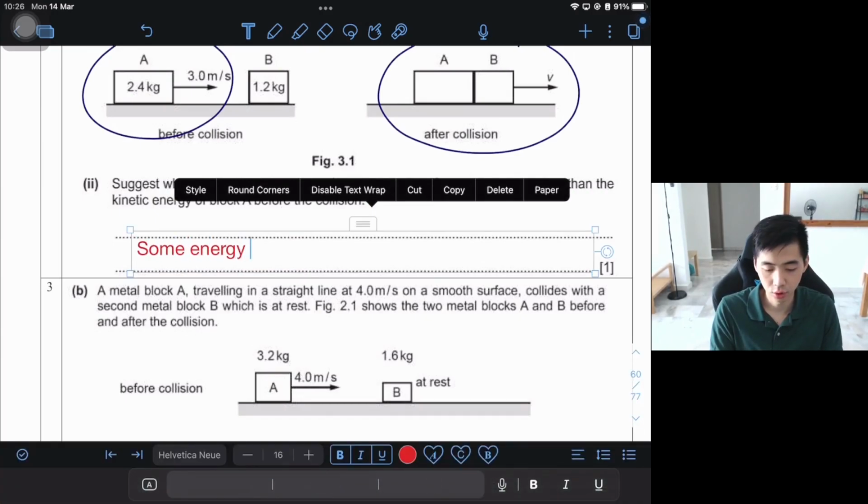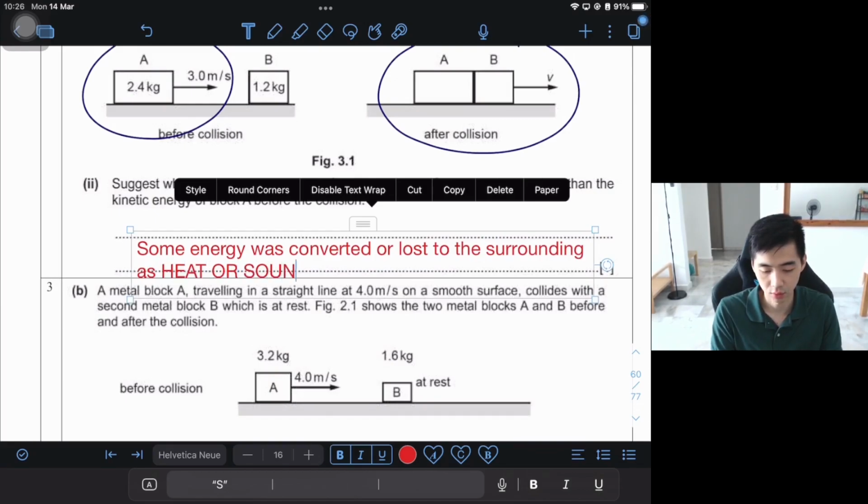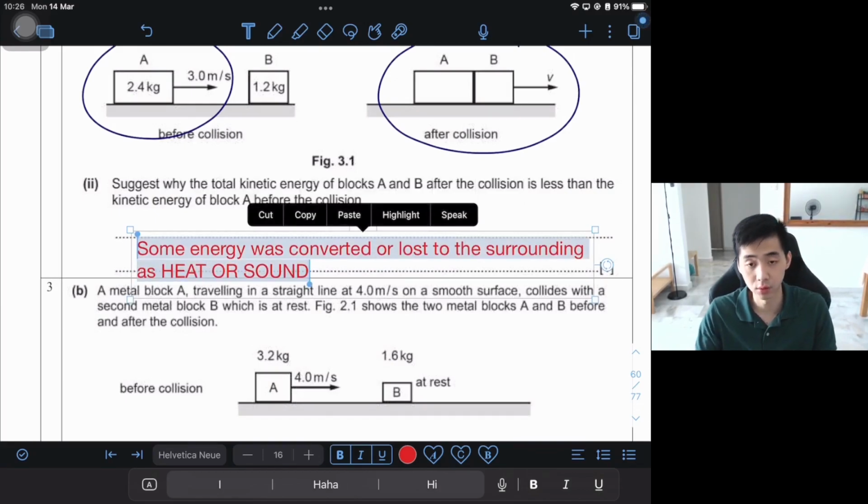some energy was converted or lost to the surrounding as heat or sound. A very typical question with a very typical answer, guys. Whenever they're asking why the energy is not full or whatever, it's always going to be because the energy is lost to the surrounding as heat or sound.